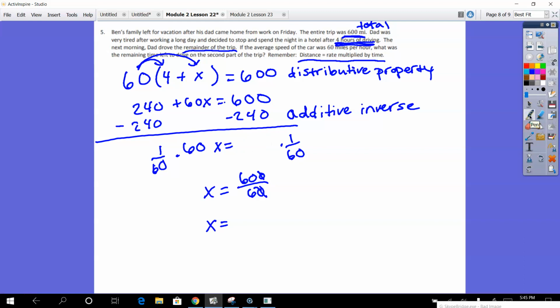600 minus 240 equals 360. So then 360 divided by 60. So 6 will go into 36 6 times, so 6 hours left.